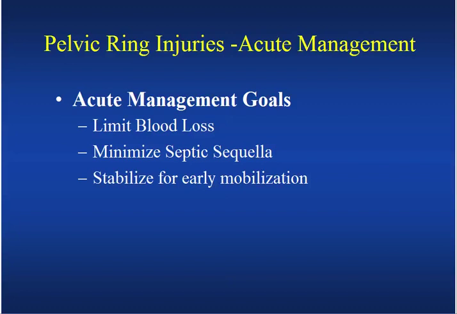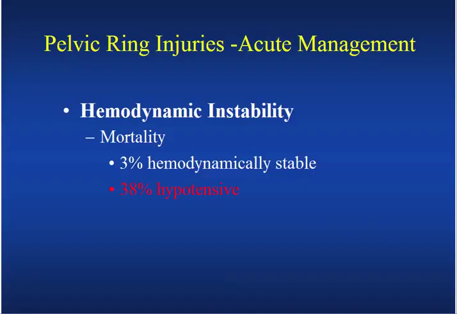for early mobilization. Remember that mortality is associated with hemodynamic instability. If you have a hemodynamically stable patient with a significant pelvic ring injury, the mortality is very low. On the other hand, if the patient is persistently hypotensive, the mortality goes up dramatically.